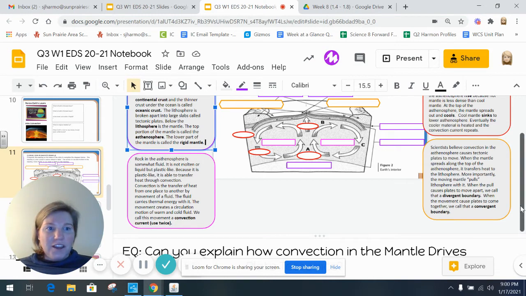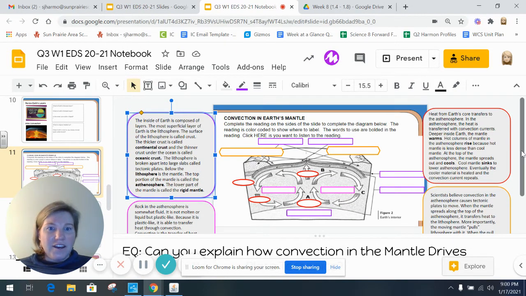I'm going to come over here and read what's in the red. Heat from Earth's core transfers to the asthenosphere. In the asthenosphere, the heat is transferred with convection currents. Deeper inside Earth, the mantle warms. Hot columns of mantle, that should say, of magma, in the asthenosphere rise because hot mantle is less dense than cool mantle, or hot magma is less dense than cool magma.